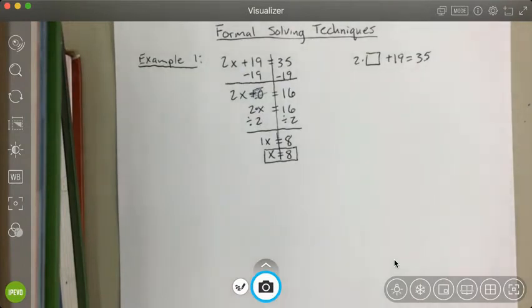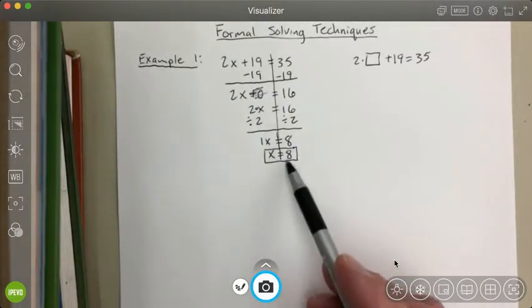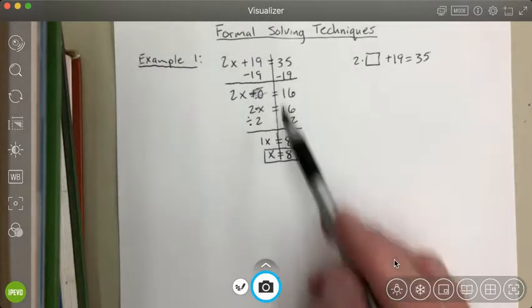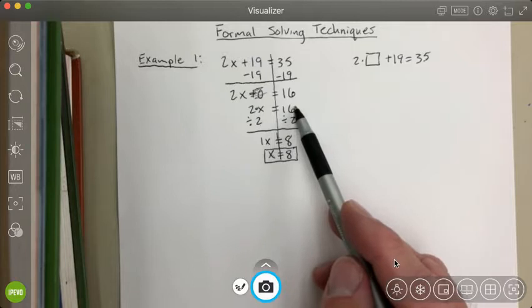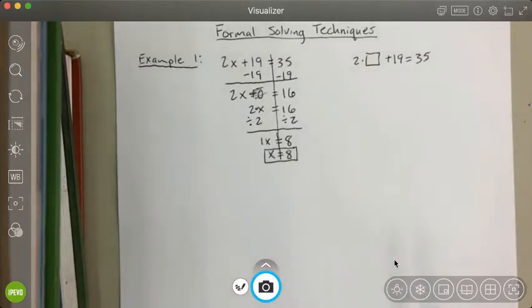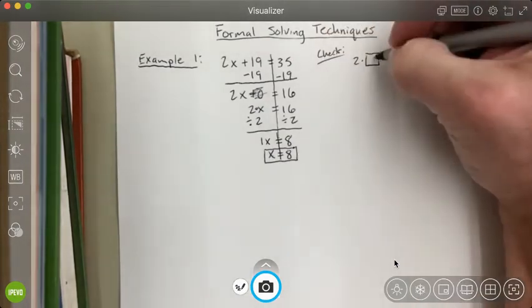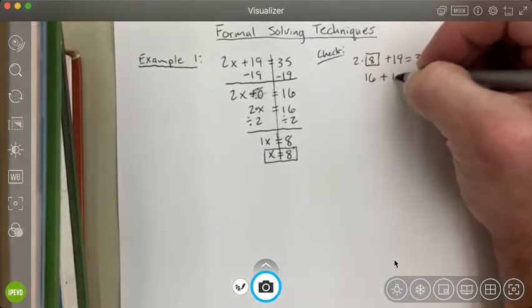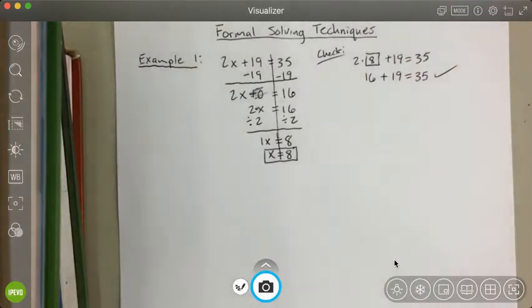Cool. So those are my formal techniques. Basically I want to get x on one side and I want to get a number on the other side. So to do that, I took away 19. I got x on one side, a number on the other. But just to get x by itself, I had to do a division step. And here we can check: 2 times 8. That would be 16 plus 19 equals 35. We're in good shape.